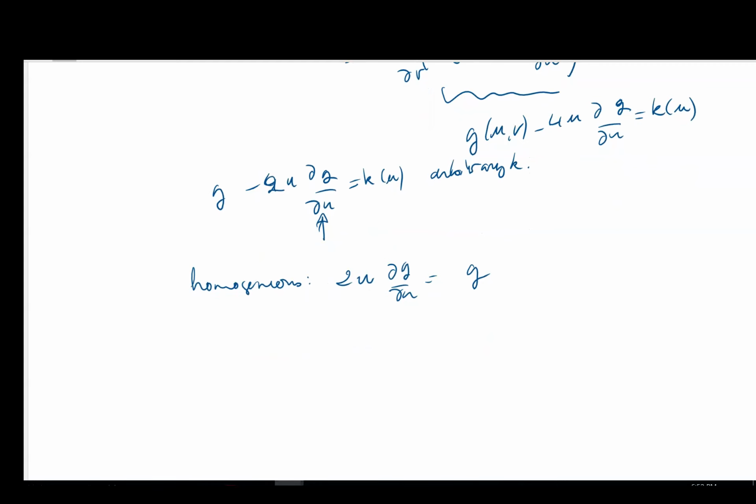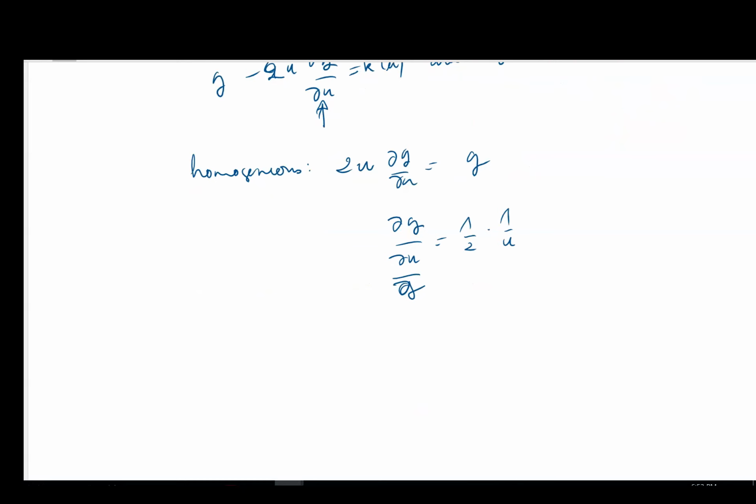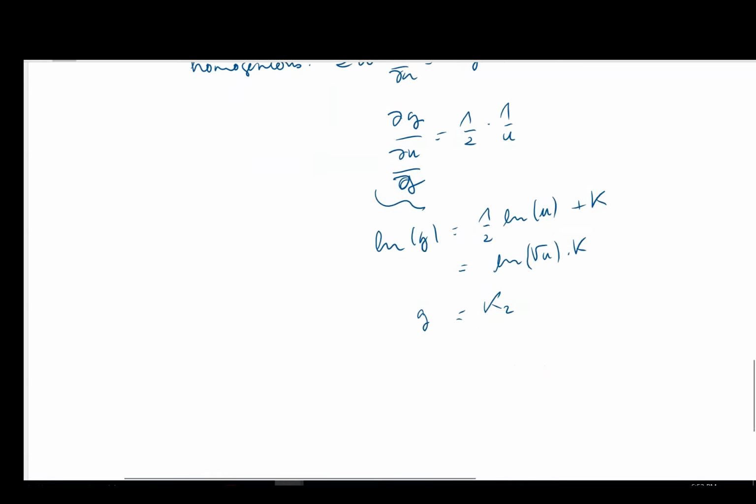So that makes dg over du is equal to 1 over 2 times 1 over u. So that's dg over du divided by g, sorry, is equal to 1 over 2 times 1 over u. So we get some logarithm here. Ln of g is equal to 1 over 2 ln of u plus some constant. So that's the log of square root of u. And so when I apply my exponential, that's going to be, well, a second constant technically, times the square root of u. Okay. So that was my homogeneous solution.